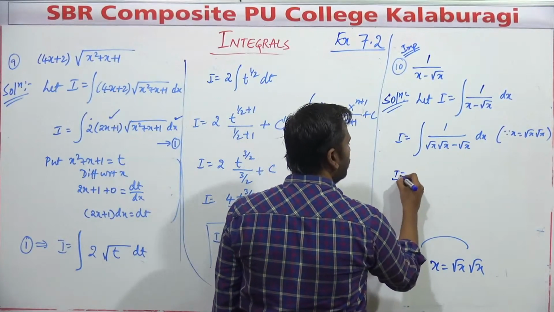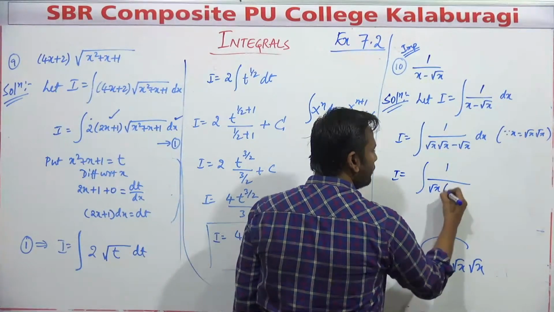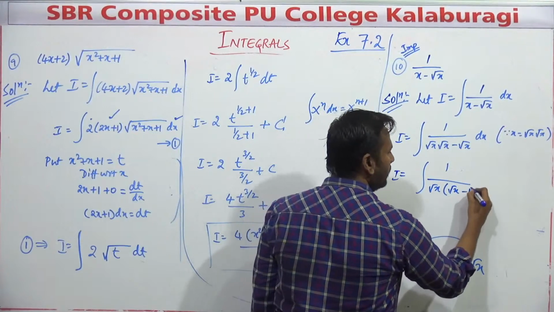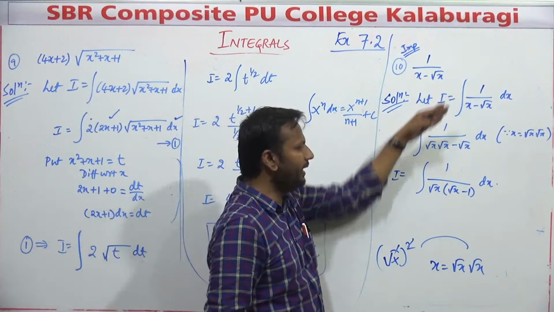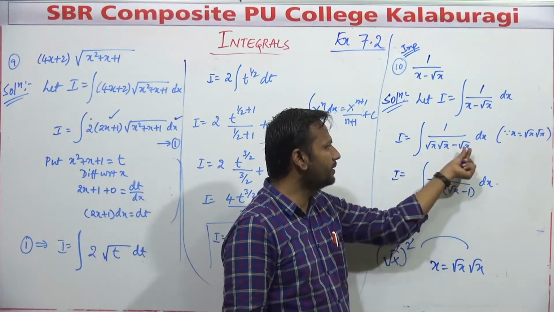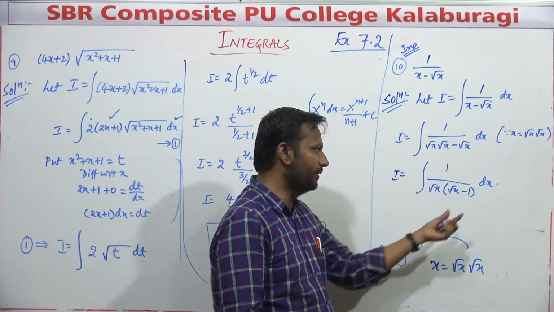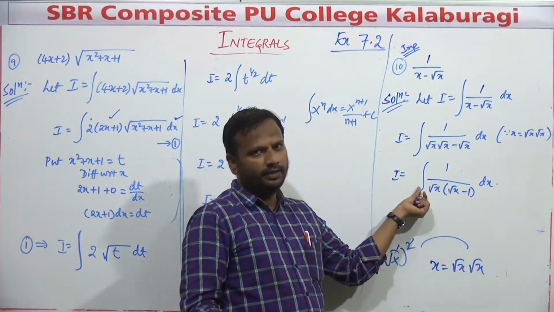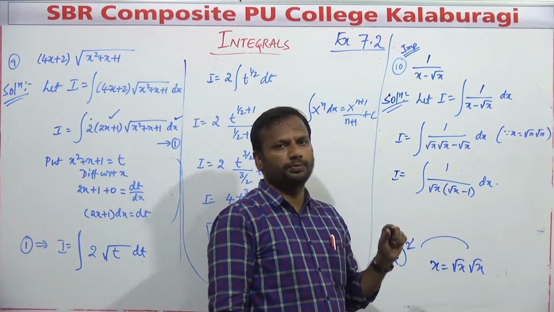You can take directly root x as common. Take root x as common now. What remains? 1 times root x in the first term, minus 1 remains. Right? What remains here? Root x minus 1. Now, in these two things, which one is a little bit complicated? This one. Root x minus 1 is a little bit more complicated than this one here. Yes. So make this as the substitution here.